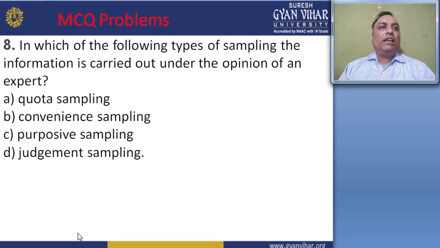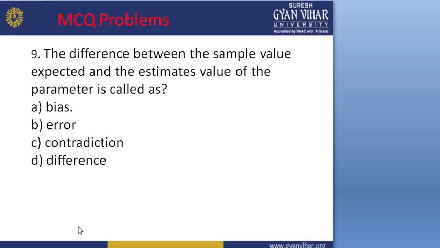This is question number 8. In which of the following types of sampling is the information collected under the opinion of an expert? Quota sampling, convenience sampling, purposive sampling, or judgment sampling. So D option is right here. D is the correct answer. Judgment sampling is the right answer. And then move to the next question.